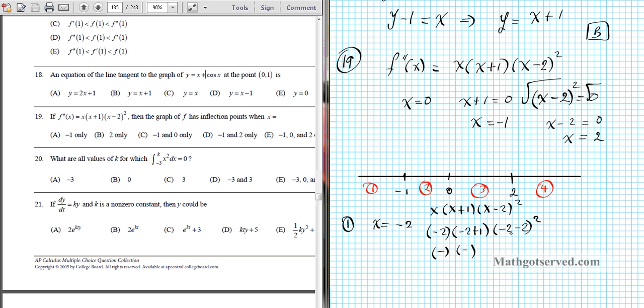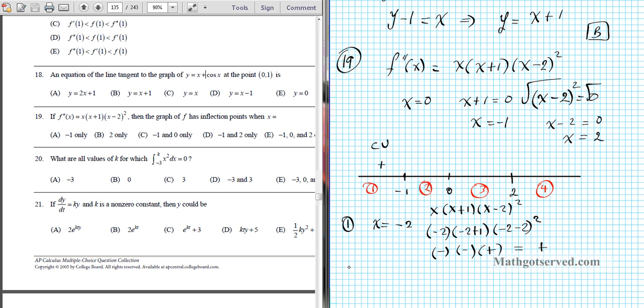Now, this last quantity will always be positive because if you square a positive or a negative number, you always get a positive number, okay? So this is going to be positive. All right, so when you multiply negative times negative times positive, you have positive. So on this interval, the second derivative is positive, which means the function is concave up.